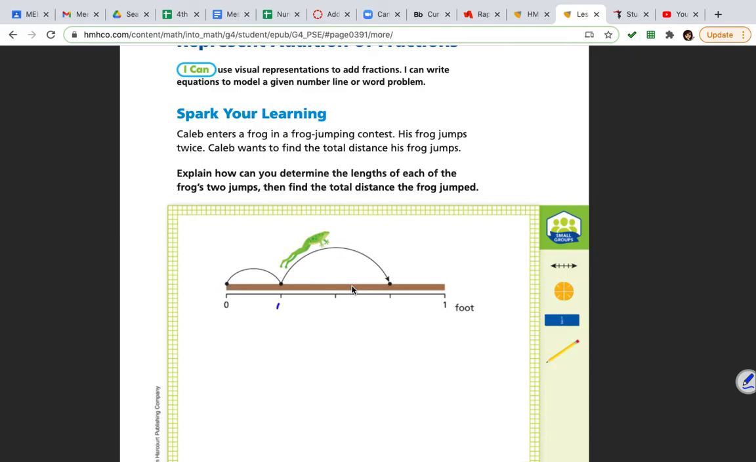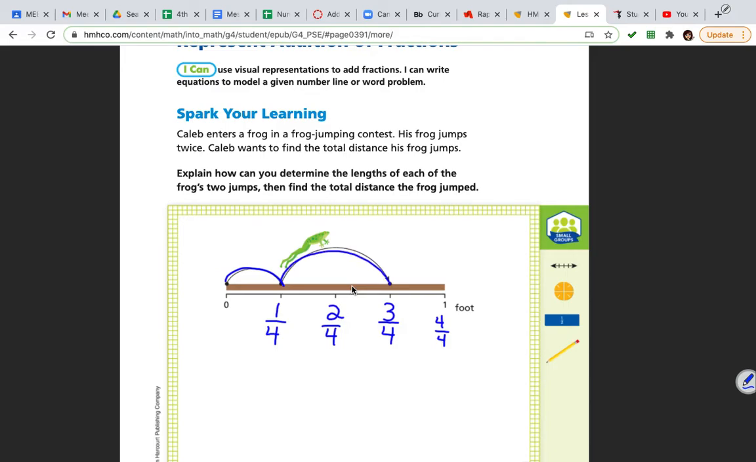So I'm going to write 1/4 here, 1/4, 2/4, 3/4, and 1 whole is the same as 4/4, right? So 4/4 is the same as 1 whole. Well, the frog's first jump, his first one goes to 1/4. So he lands at 1/4. So his first jump is 1/4, and then he jumps the second time, and he jumps to 3/4.